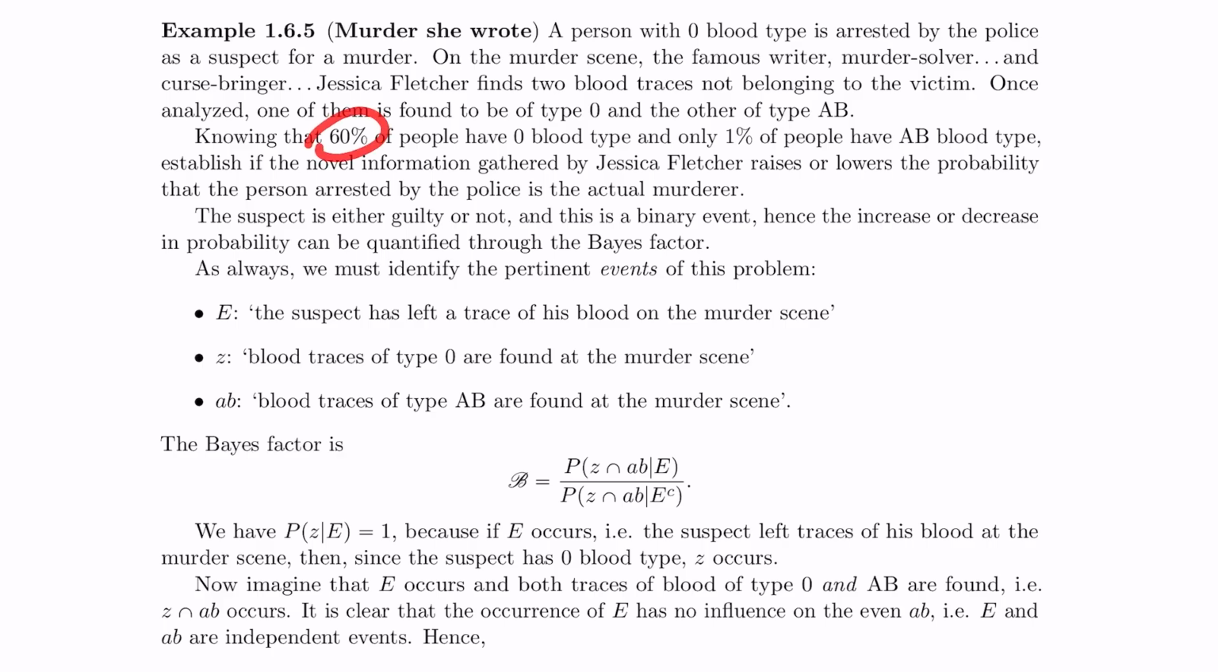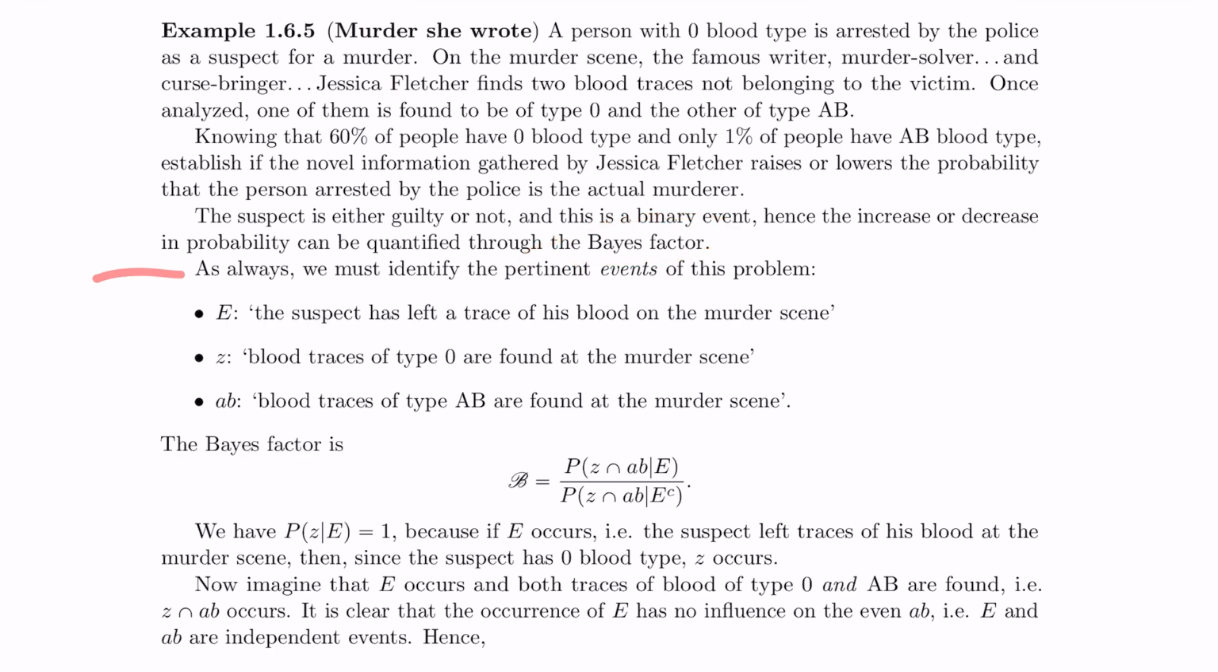Knowing that 60% of people have 0 blood type and only 1% of people have AB blood type, establish if the novel information gathered by Jessica Fletcher raises or lowers the probability that the person arrested by the police is the actual murderer. First of all, we remark that the suspect is either guilty or not, and of course this is a binary event. Hence, the increase or decrease in probability can be quantified through Bayes factor.